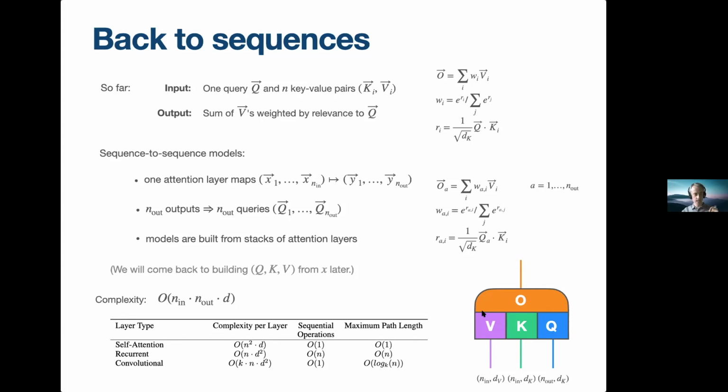It's easy to recognize the complexity here. The complexity is going to be dominated by this term here. So we have n out A's, we have n in I's, and we have dk values here. So our complexity is going to look like this. So for standard attention, if your sequences are of length n, then your complexity per layer is going to look like this.